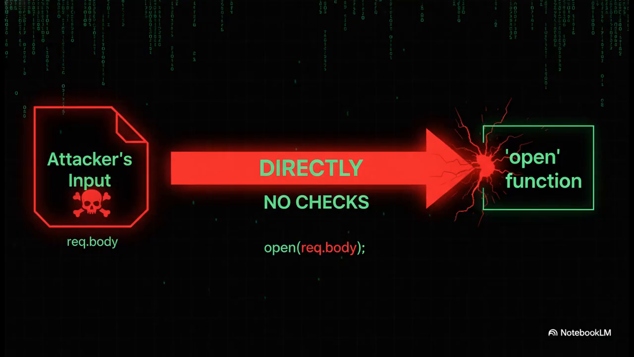This is it. This is the exact line of code that made it all possible. The server takes the body of the attacker's request, that's req.body, and passes it directly to the open function without any checks whatsoever. It's a textbook example of an injection vulnerability. The lesson here? You can never, ever, ever trust user input.